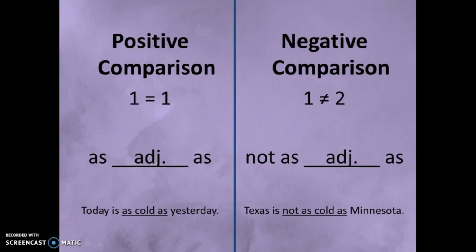So, here's our chart again. And you can see on the side where it has negative comparisons, I'm saying Texas is not as cold as Minnesota because Texas is less cold. And this does not equal sign actually kind of works more like a less than sign in mathematics.